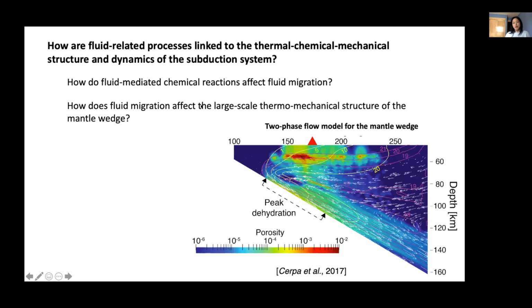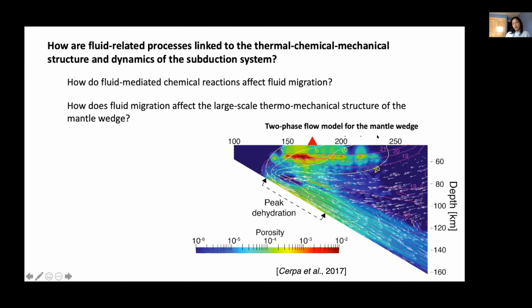And lastly, how are fluid related processes linked to thermal, chemical, mechanical structure? One of the key questions that came up over and over was reactive transport, or fluid mediated chemical reactions. When fluid or liquid migrates through solid, it will cause thermal, chemical, mechanical disequilibria that really drives further chemical reactions and phase change. So incorporating that, how would that affect fluid migration? And also how does fluid migration affect large scale thermomechanical structure?